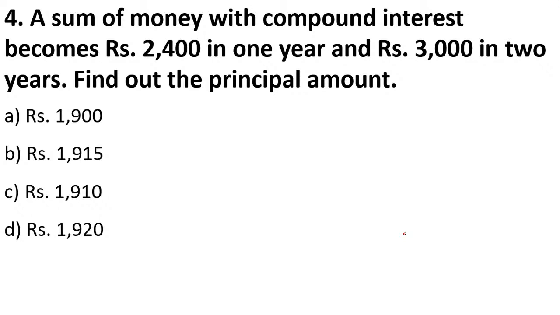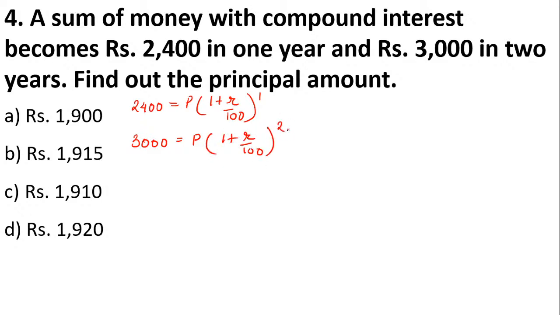So, students, this question is a little lengthy. Just don't be scared, okay? If we talk about 2400 in 1 year, they are saying a sum of money becomes. Becomes means the amount becomes. Amount is equal to P into 1 plus R upon 100 to the power of 1. And 3000 is equal to P into 1 plus R upon 100 to the power of 2.